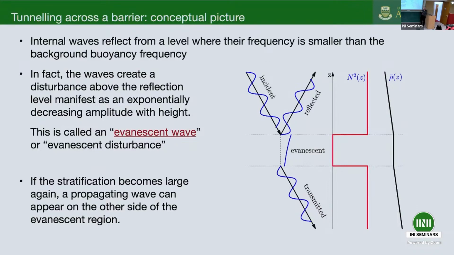And we will consider an internal wave that is propagating down from above upon this region where it's wave-like above, evanescent in the middle, but then wave-like below. This is just like the quantum mechanics problem.